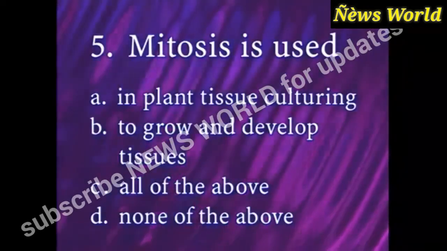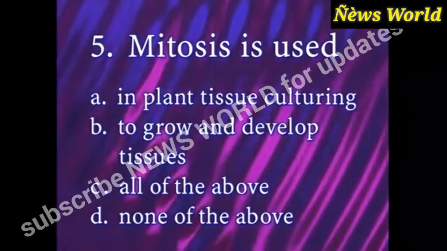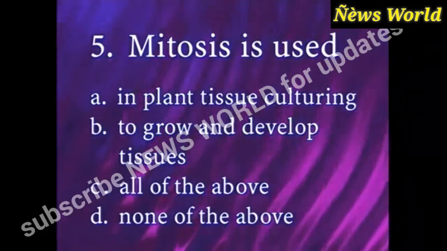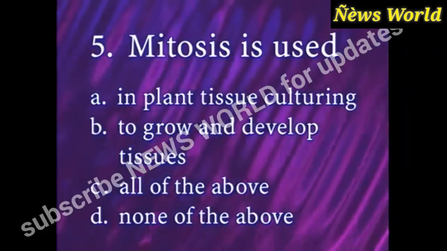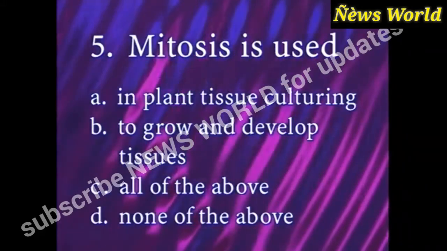Mitosis is used A. In plant tissue culturing. B. To grow and develop tissues. C. All of the above. D. None of the above.